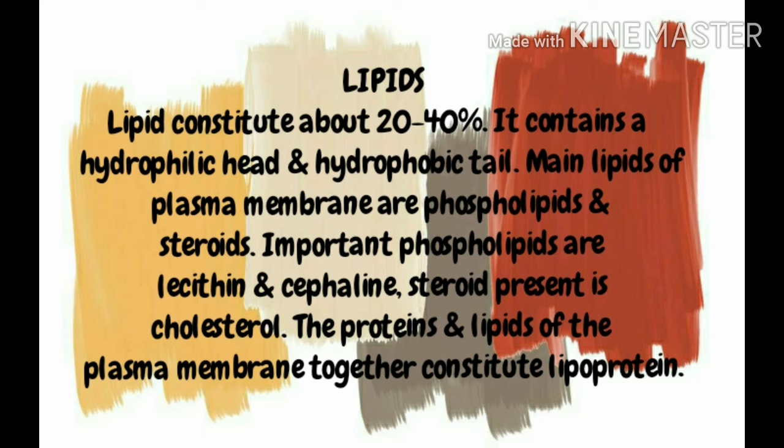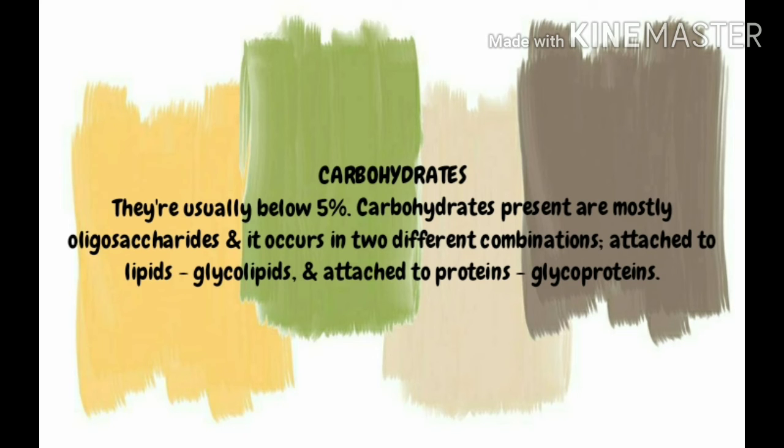The third major component of the plasma membrane is carbohydrates. Usually they are of low content, below 5% only, and mainly these carbohydrates are oligosaccharides. They occur in two different combinations: if carbohydrates are attached to lipids, it is called glycolipids, and if they are attached to proteins, it is called glycoproteins. This is how proteins, lipids and carbohydrates work together and maintain the plasma membrane. Hope you understood the chemical composition of the plasma membrane, and this is all for today.